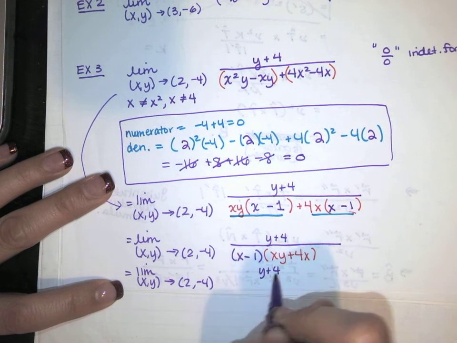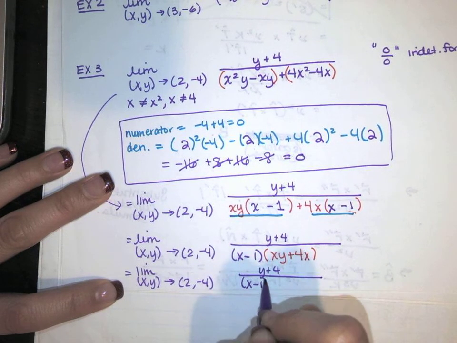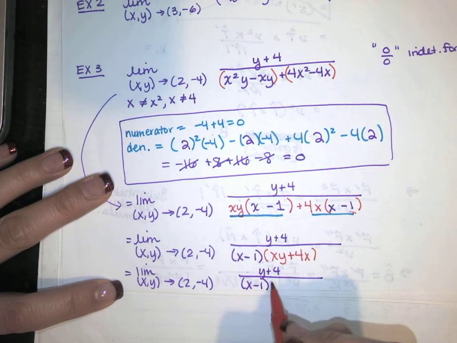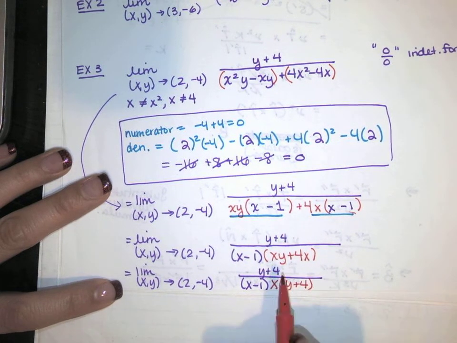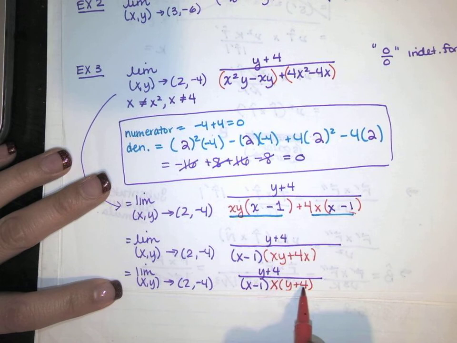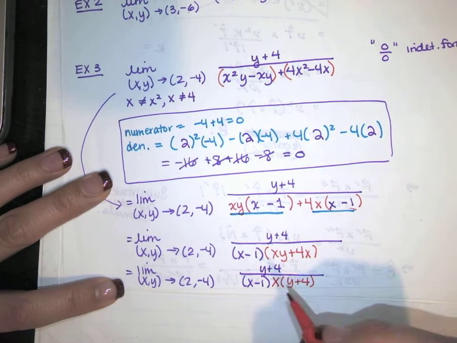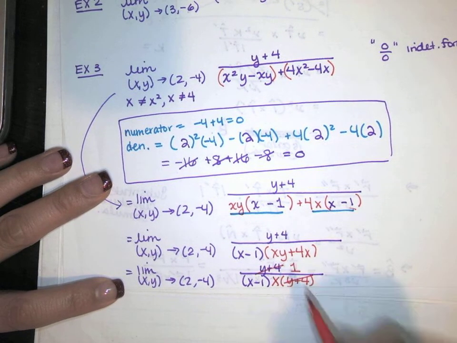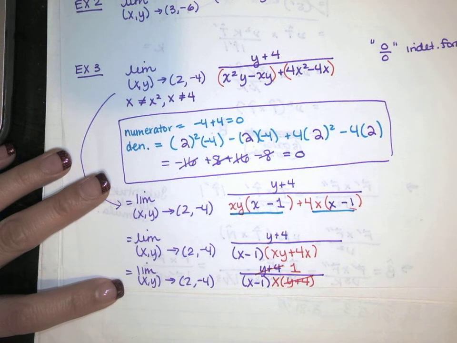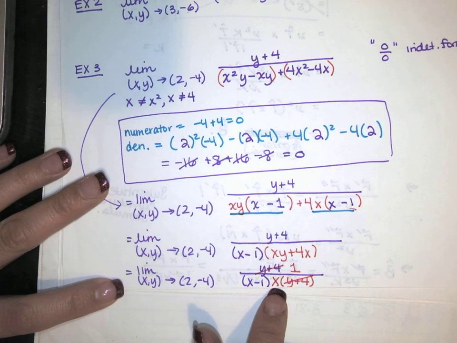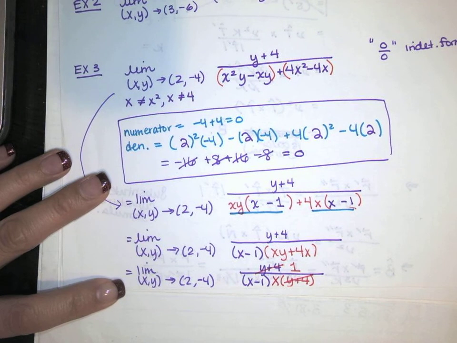I've got y plus 4 in the numerator, x minus 1 in the denominator. This is x times the quantity y plus 4. X times y gives me xy. X times 4 gives me 4x. And look, the y plus 4's reduce. And now you've got 1 over x times x minus 1. Question is, is this function continuous there? Can I plug in x equals 2 and get a number out that makes sense? I sure can. I'm not dividing by 0 anymore.